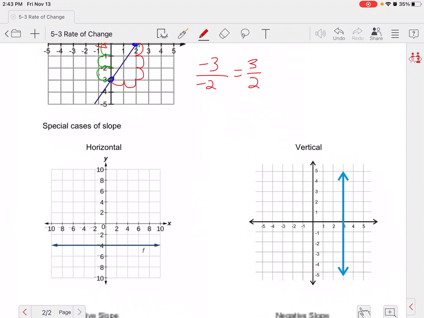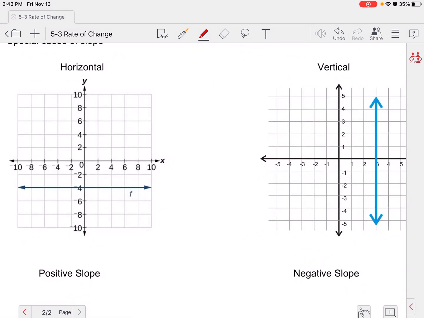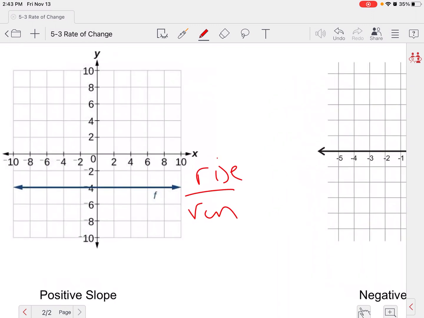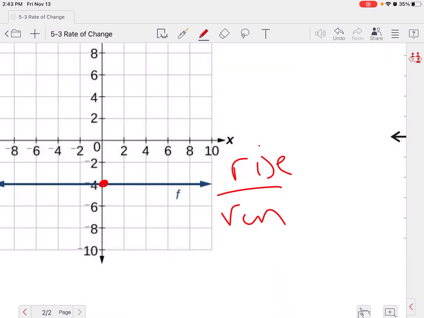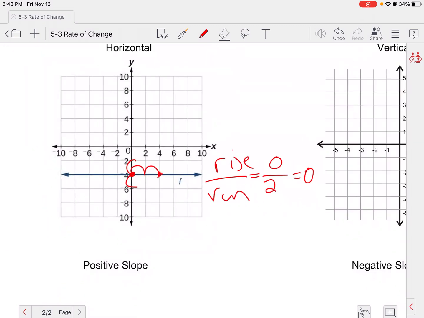All right, special cases. There are 2 special cases, and sometimes I have a lot of students mess these up. So we have the horizontal slope. Okay, so if we think about this, the rise over the run. Okay, if we pick 2 points on this plot, let's say here and here, I don't have to go up or down any to get to my next point, right? So my rise is 0, and then my run is 1, 2. Well, 0 over 2 is 0. So anytime we see a horizontal line, the slope will be 0.